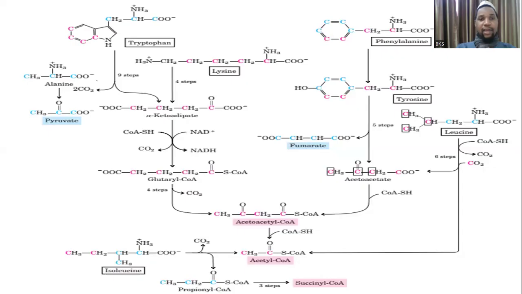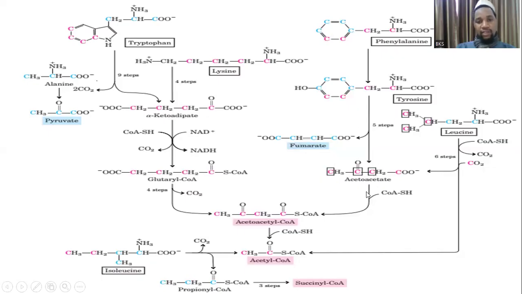So this is basically how all these 7 amino acids were converted to acetyl-CoA. But remember, isoleucine, in addition to acetyl-CoA, also produces propionyl-CoA, and the propionyl-CoA will be used to produce succinyl-CoA. In addition to that, phenylalanine and tyrosine together produce fumarate and then acetoacetate.